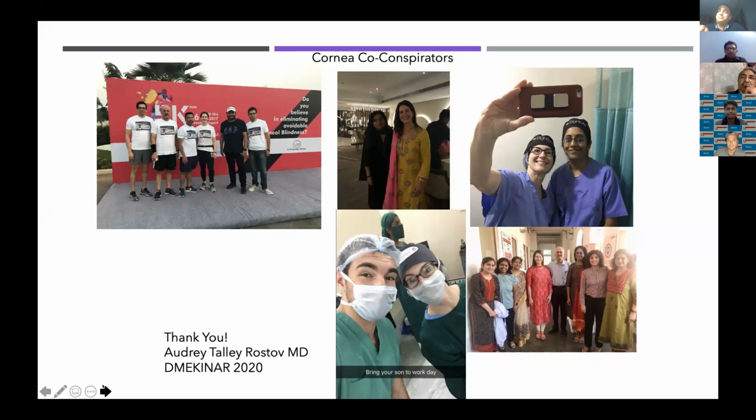The other thing I would add is that sometimes with a failed DSEK graft, once you remove that failed DSEK graft, your vision also improves dramatically.